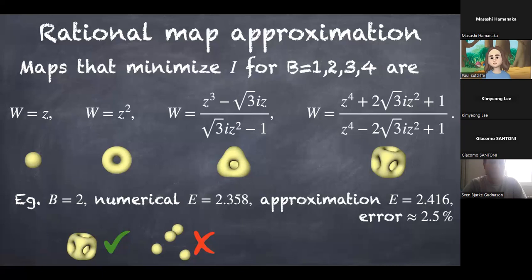So all these are, of course, a set of approximations, which means that the energy is not going to be exactly the same as what you would get by doing full numerical simulations. And the error tends to be something around 2%. So the energy tends to be about 2% higher than what you find if you do numerics. Here I've given the numbers, for example, for B equals 2. The error is about 2.5%.